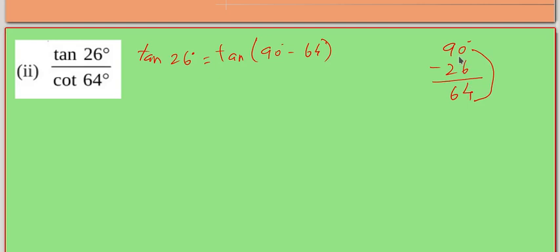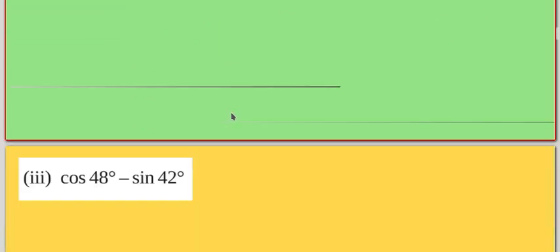They are complementary angles. So tan 26 we can write as tan of 90 minus 64. Tan of 90 minus theta is cot theta, so we can rewrite this as cot 64 degree. So tan 26 equals cot 64. In place of tan 26, we can write cot 64. So cot 64 divided by cot 64, the denominator will not change. Both cancel, and it is equal to 1. That's it. Now we'll move to the next problem.